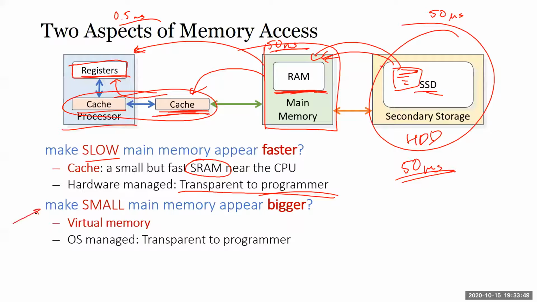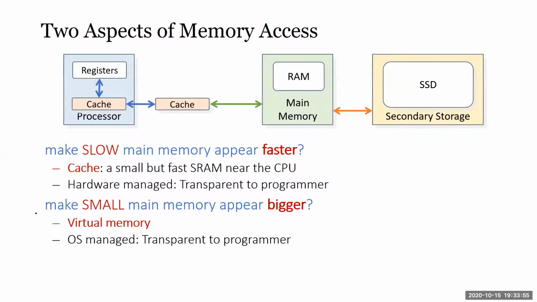The next part: how to make small memory appear bigger. This one we'll talk about 2 weeks later when we talk about operating systems, but here I motivate it, because there are 2 aspects. First, main memory is still very slow, and to make it faster, we have this intermediate cache. Now, main memory is also not very big.